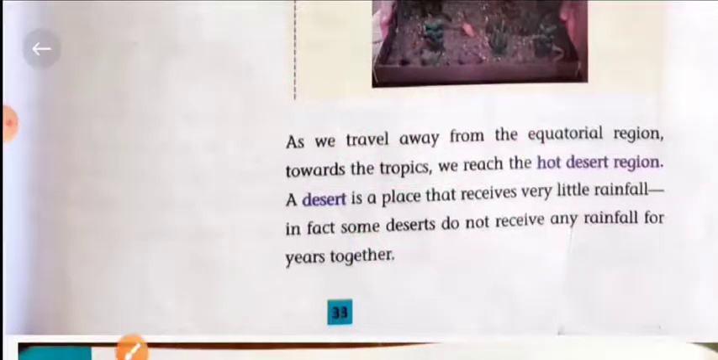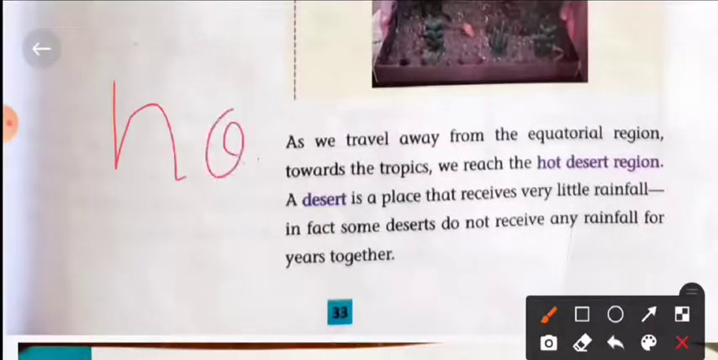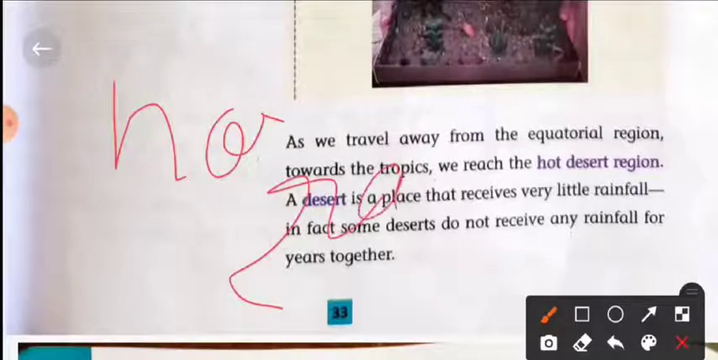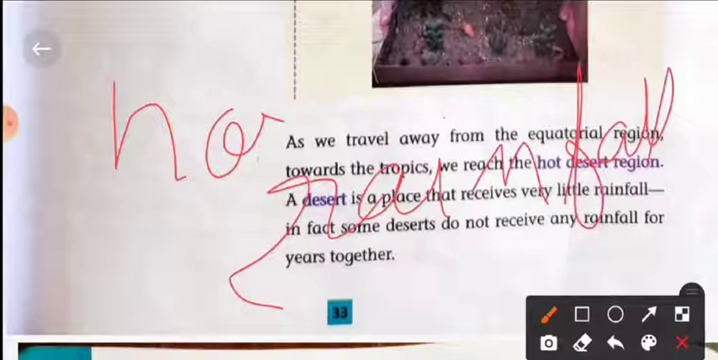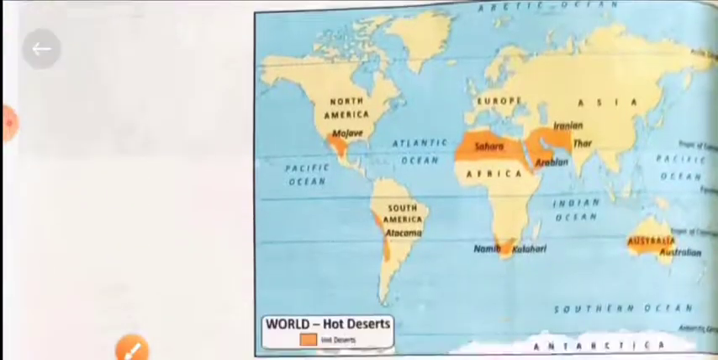How to find the desert region? In fact, the deserts do not receive any rainfall for years. In the desert region, there is no rainfall, or less rainfall throughout the year.